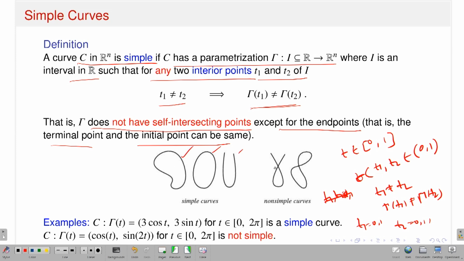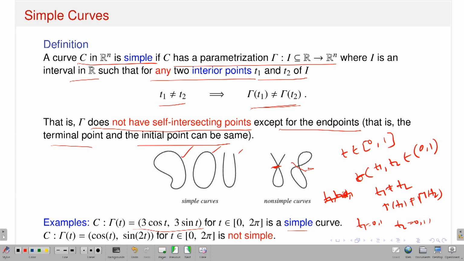But this is not simple, because if I take here, they cut at one point, that means you have one T1 whose value is the same as another point T2 in the parameter. Similarly, this is also not a simple curve. For example, if I take gamma of T, again just draw it, it's a circle and it is a simple curve, because only at the end points 0 and 2 pi they coincide.